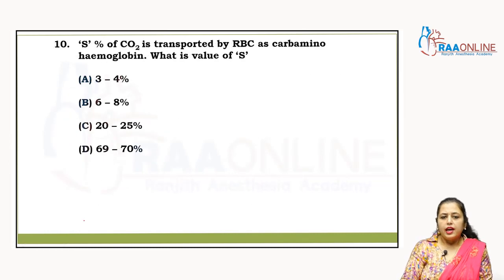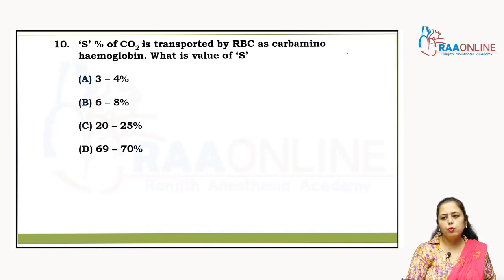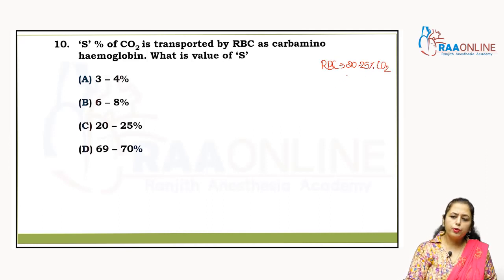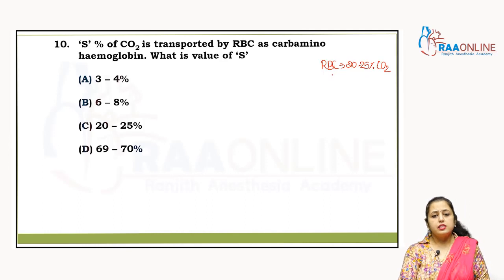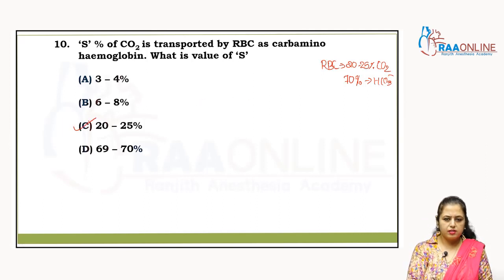Now, carbon dioxide is transported by the RBCs, and we know that through RBC 20 to 25% of carbon dioxide is transported as carbaminohemoglobin, 70% in the form of bicarbonates, right, and 7% through the plasma. So the correct answer is C.